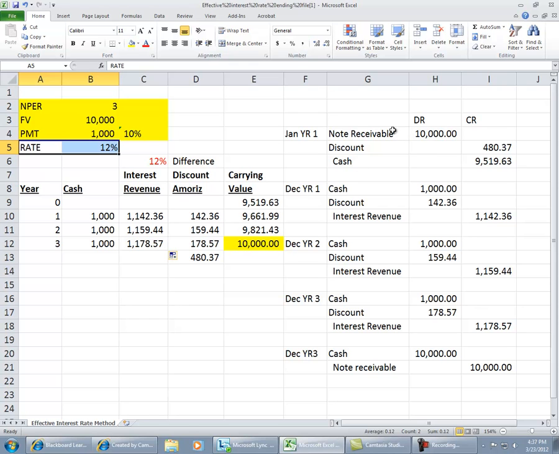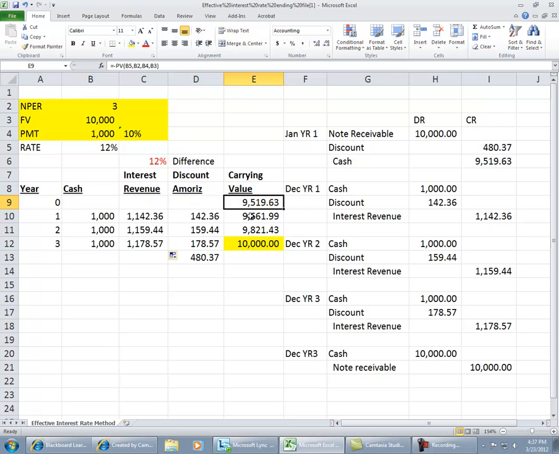If you review the first entry, we're going to record a receivable for $10,000, which is the amount that we expect at the end of 3 years, and we're going to credit cash for 9,519, which represents the amount of cash that we're going to loan out based on the 12% market rate. That's shown in the first line of this table.